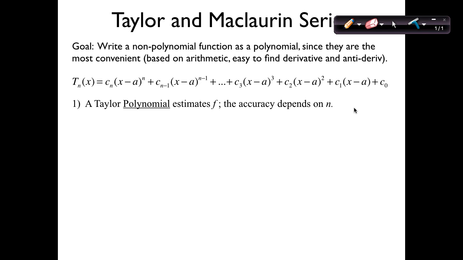Okay? So first thing we said was a Taylor polynomial estimates f, and I could say close to a, right? Close to a. And the accuracy of that depends on n, how big of a degree we pick. Okay? Centering at a means the first n derivatives are exact, I should say at a.